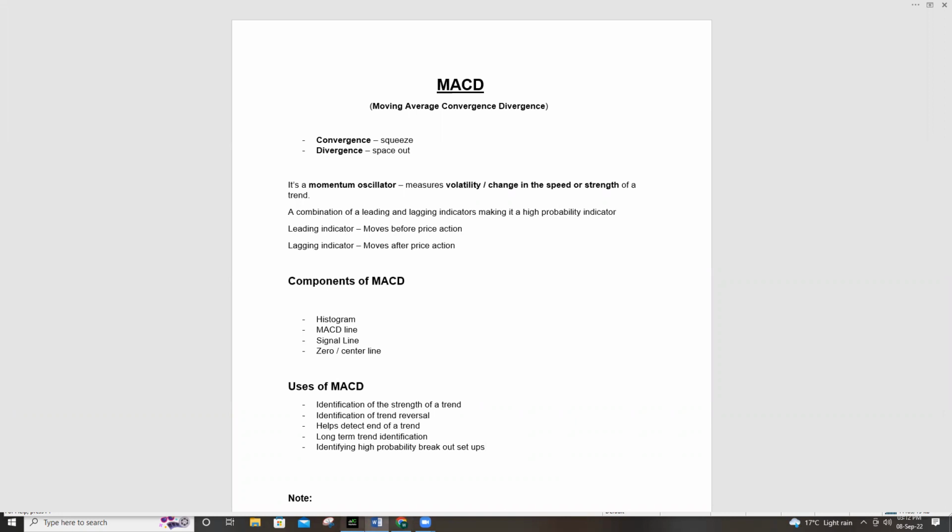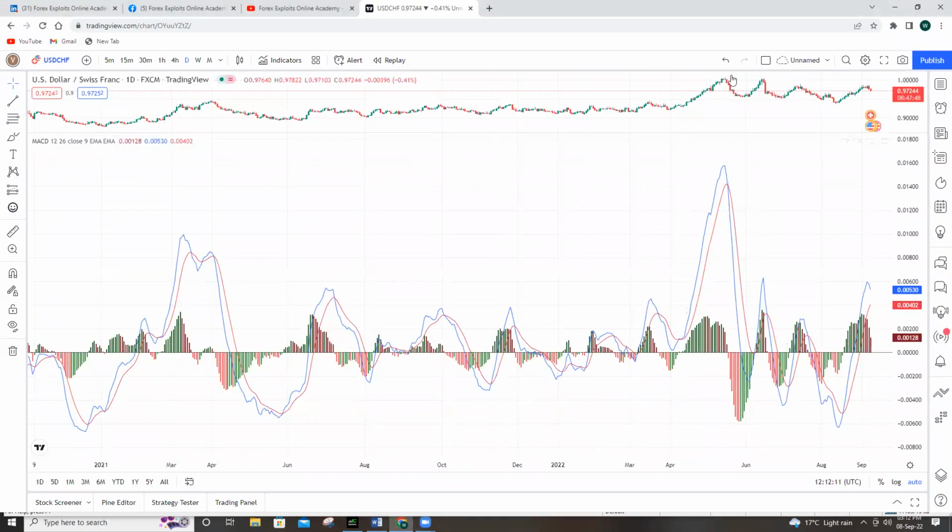Now, how do we use the MACD line, this blue line here? We use this MACD line to indicate the trend. Basically, what the MACD line does is it indicates the trend. When we talk about trend indication, this is the uptrend, downtrend, or moments of consolidation.